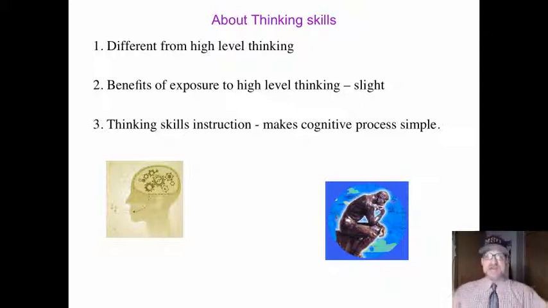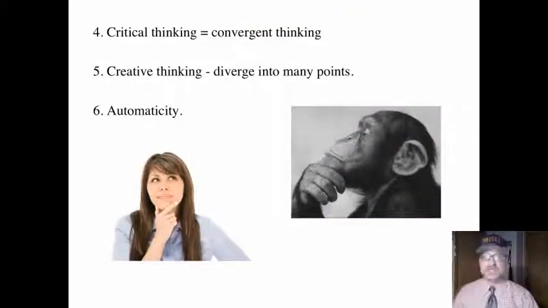Good teaching makes complex things seem simple. Teaching thinking skills explicitly makes complex thinking simple and easy to do. And that's why we teach critical and creative thinking skills. A critical thinking skill is thinking that converges on a point, and we'll be looking at that in the third section of this. Creative thinking is thinking that diverges into many points, from one point to many.